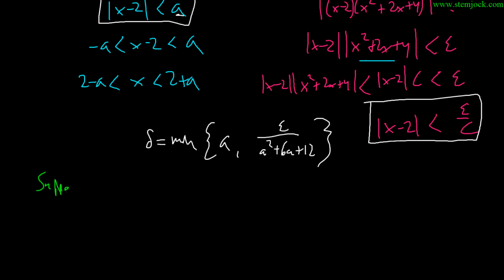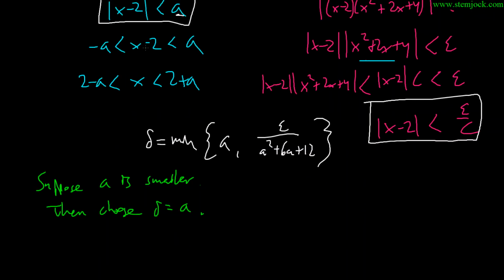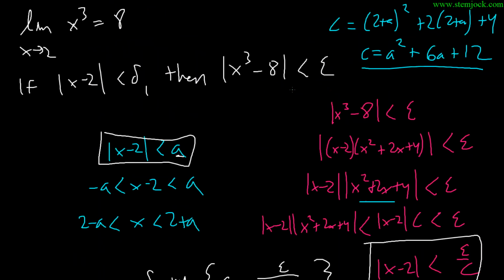Suppose a is smaller, then choose delta equals a, and I'm going to assume that the antecedent is true now. So assume the absolute value of x minus 2 is less than delta, which is a. And now I want to show that the consequent is true. How do I do that? By starting with the left side.